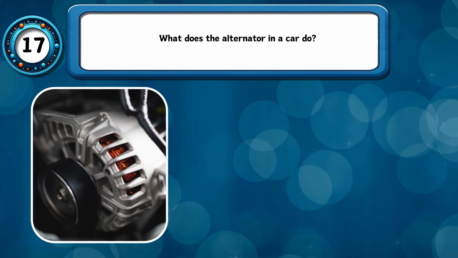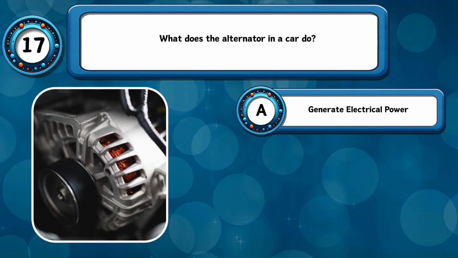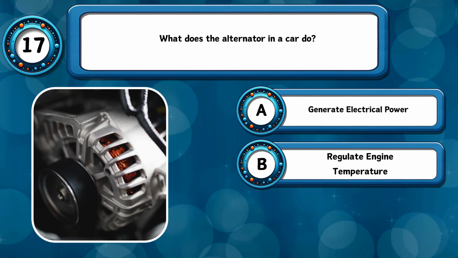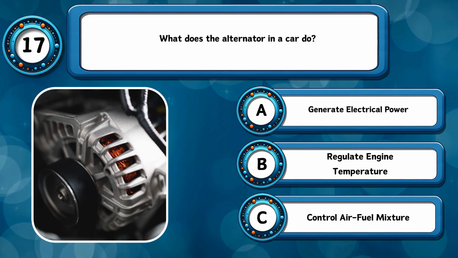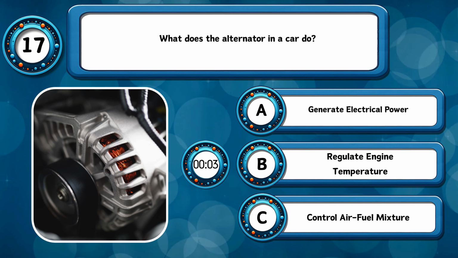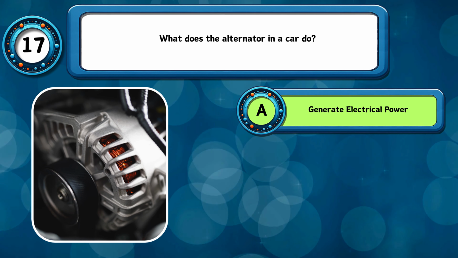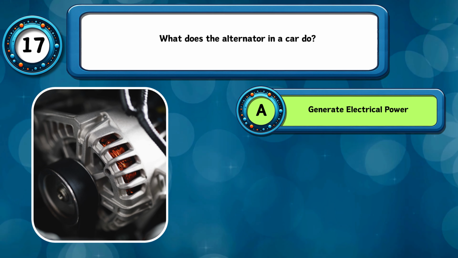Question 17. What does the alternator in a car do? A. Generate electrical power. B. Regulate engine temperature. C. Control air-fuel mixture. Correct answer is A. Generate electrical power.